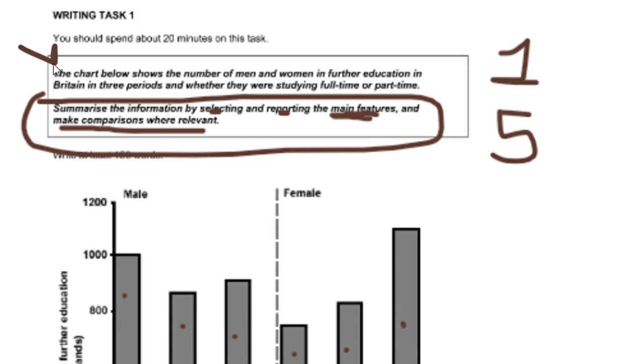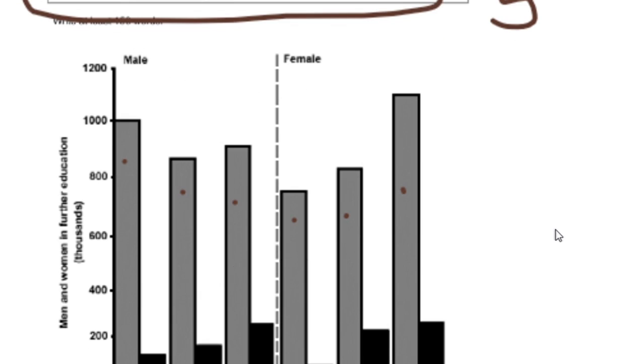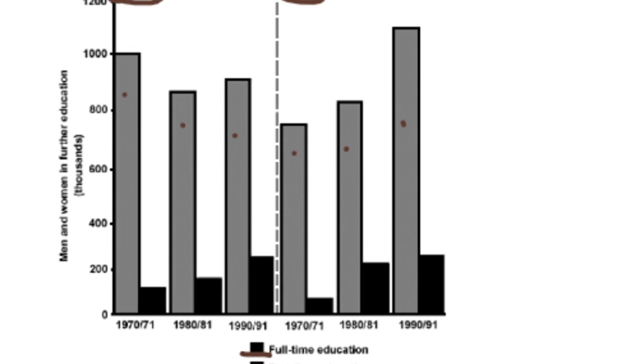Start by reading what our chart is about. The chart below shows the number of men and women in further education in Britain in 3 periods and whether they were studying full-time or part-time. Now this bar chart, as you can see, is ideal for splitting the data. You can see the data is already split for you in 2 different ways. We have male and female, and then we have full-time and part-time. So the data is already split for you.